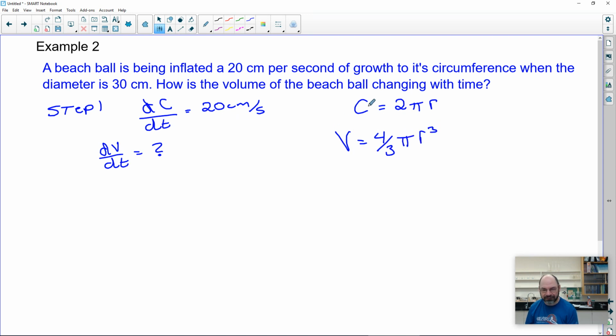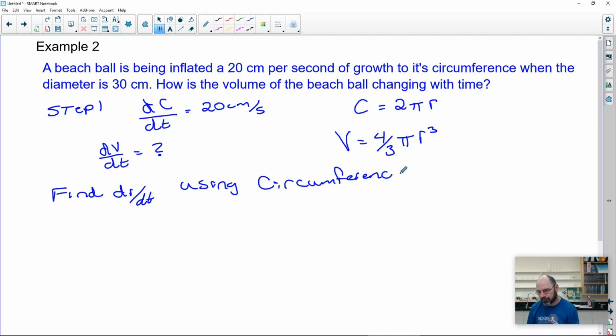So we don't have a C in the next formula. So we have to figure out what dr/dt is by using this formula. So first, find dr/dt using the circumference formula. If we take that formula and differentiate, dC/dt is equal to 2π, and the derivative of r is 1, dr/dt. Now we have to solve it for dr/dt.